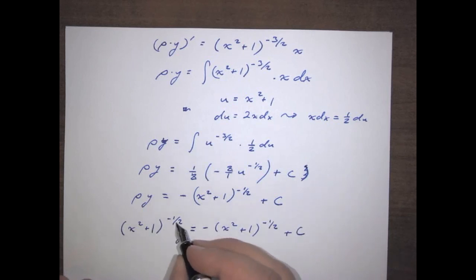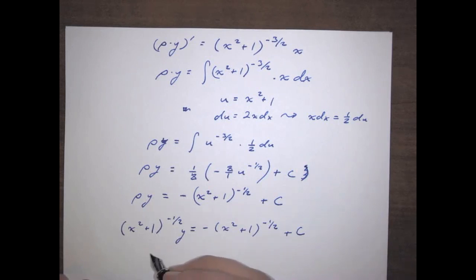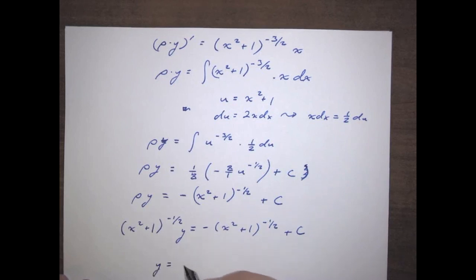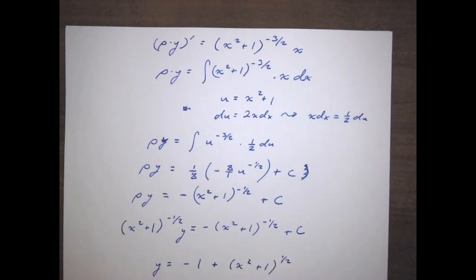And I'll just multiply both sides by the reciprocal of this, which would be this to the positive 1/2. So basically divide both sides by this, and then what we would get is that y is equal to negative 1 plus x squared plus 1 to the 1/2 times c. Or I was talking to c here. So this is our family of solutions to this particular equation.